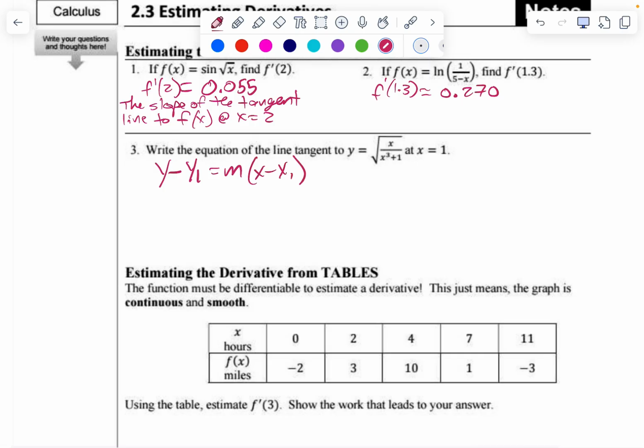Both of you guys said good stuff. So Dutch said find the y1 value. Sonia said find the slope or find f prime of 1. And both are good, and it doesn't matter what order you do them in. So which one would you like to do first?